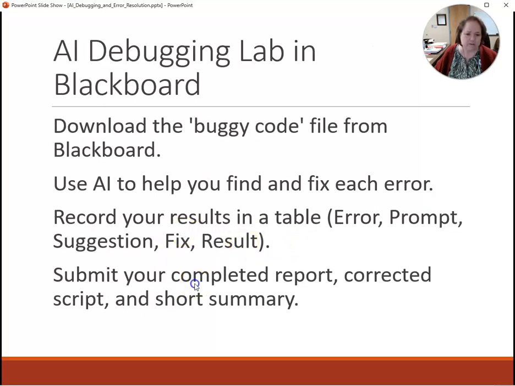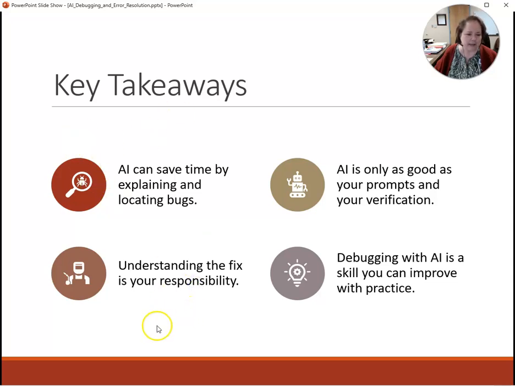This again just tells you about the lab that you're going to do. Key takeaways I hope you get from this exercise is that AI can save time by explaining and locating the bugs, usually quicker than we can by staring at it. It'll help you understand that the fix is your responsibility. It just helps, but it still may not be right. It's only as good as your prompts and verification. And it's a skill that like everything we're trying to do in this class, we're just trying to give you exposure to these skills, give you some practice and reason to try to develop some of these skills of using AI as a programming tool.